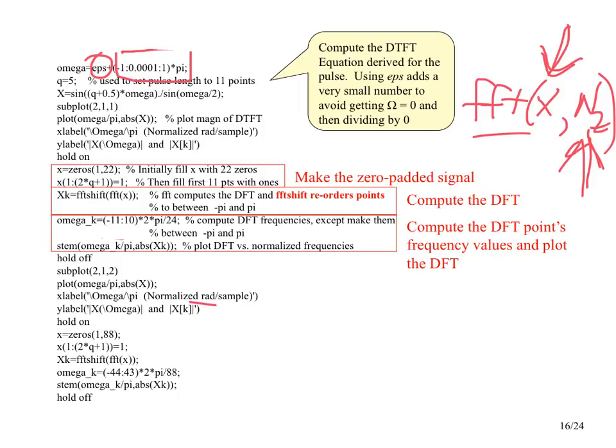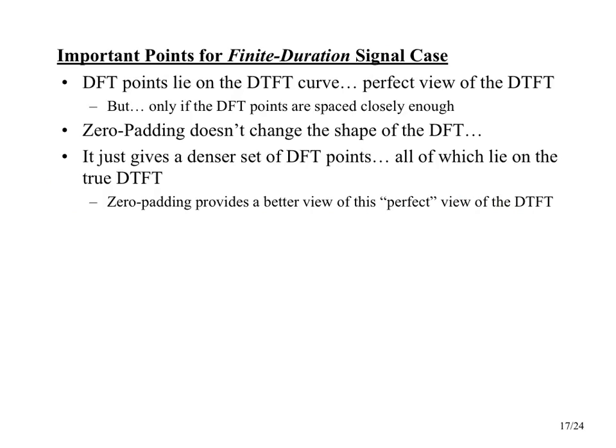And then down here, I'm just redoing everything for zero padding out to a length of 88. So you can see I start with filling X with 88 zeros, and then I stuff my non-zero ones in. And then the rest is the same. So I'd encourage you to study this code, see how it works, and make sure you understand how it works.